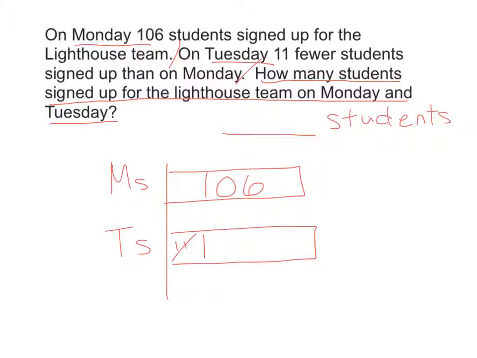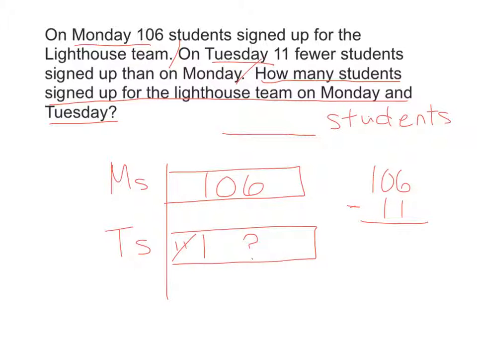And then we need to answer our question. Ask our question again. How many students signed up for the Lighthouse team on Monday and Tuesday? We need to put our question mark in place. So we need to find out how many is 11 less than 106.